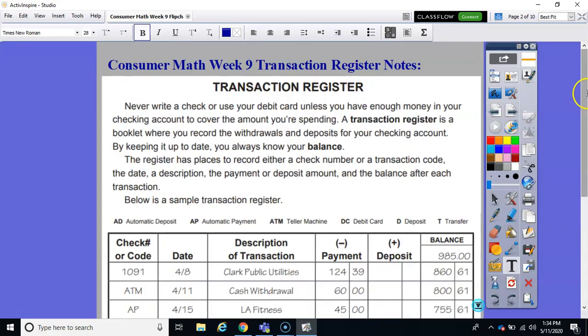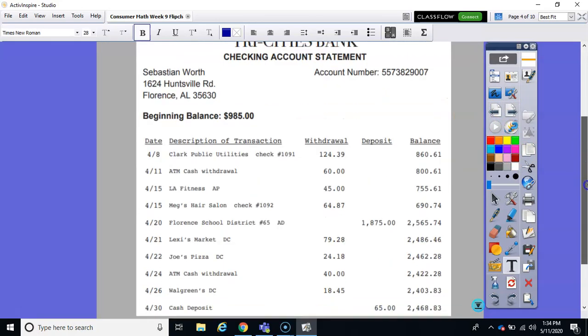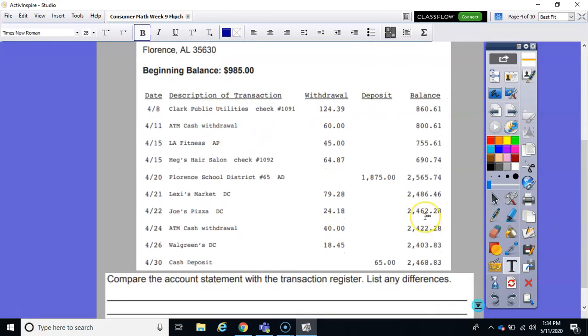Let's check the last thing there, a cash deposit of $65. So everything was the same except for that one withdrawal of $40. So that would be something that we need to look into. Is that a mistake on our part where we just forgot to write it down, or is it a case of somebody's gotten a hold of our card number and has withdrawn money from the ATM somehow?